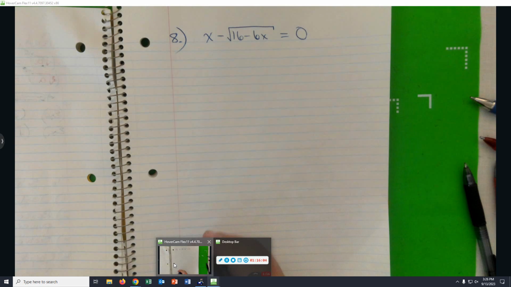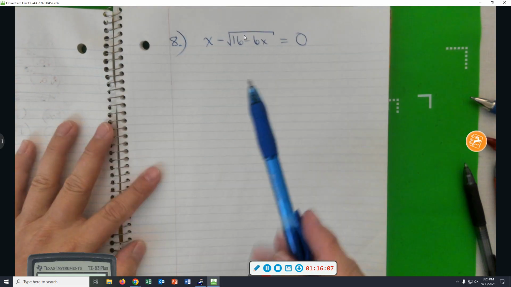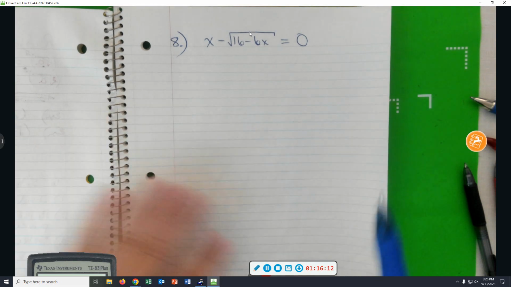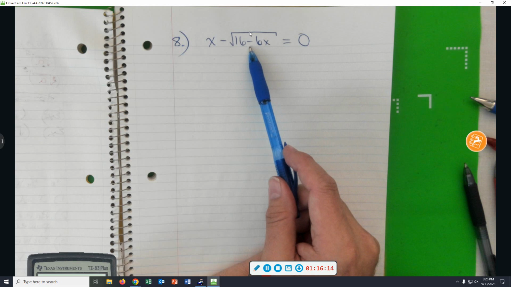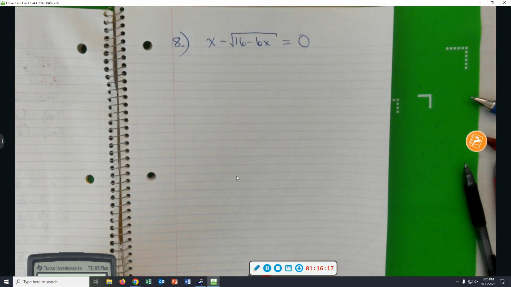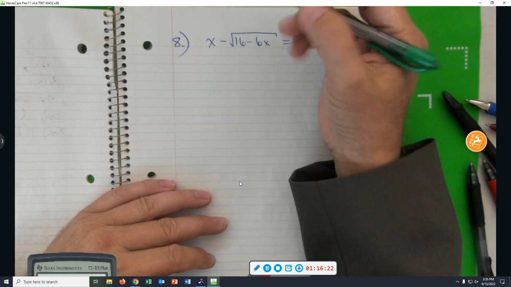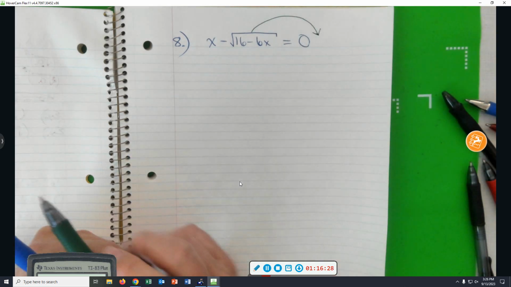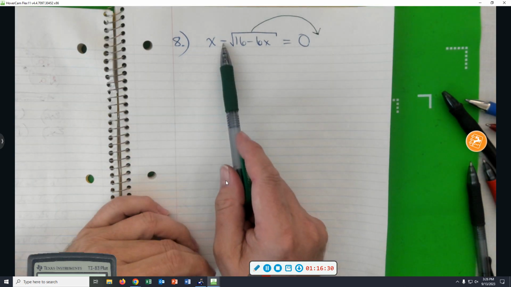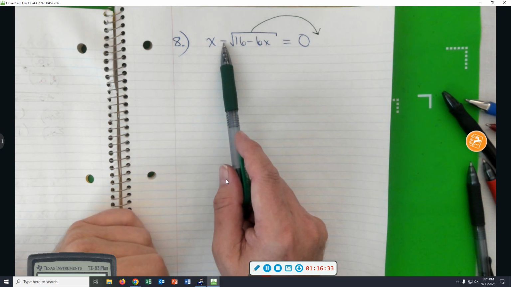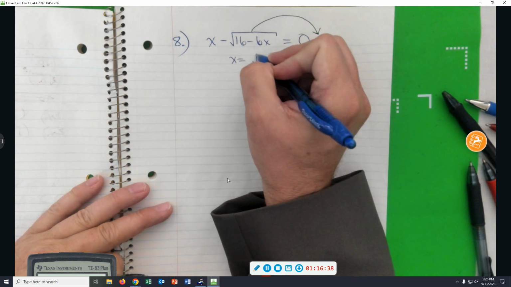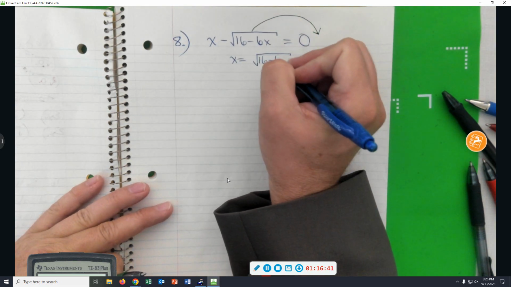The first step, we must isolate a radical. There's only one radical. That's the thing we have to get by itself. I think to get this square root by itself, the easiest thing to do is to pick up that negative square root and move it over to the right. When we do that, what happens to that negative? It becomes a positive, okay? So we just have x equals the square root of 16 minus 6x.